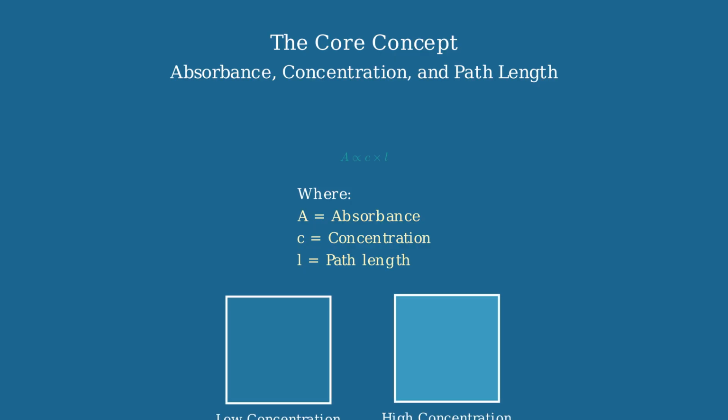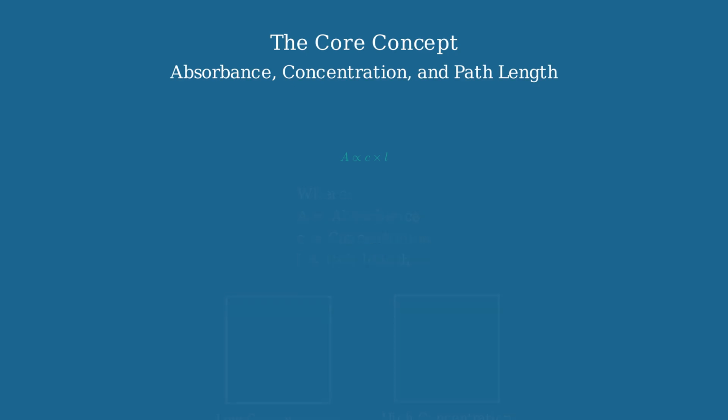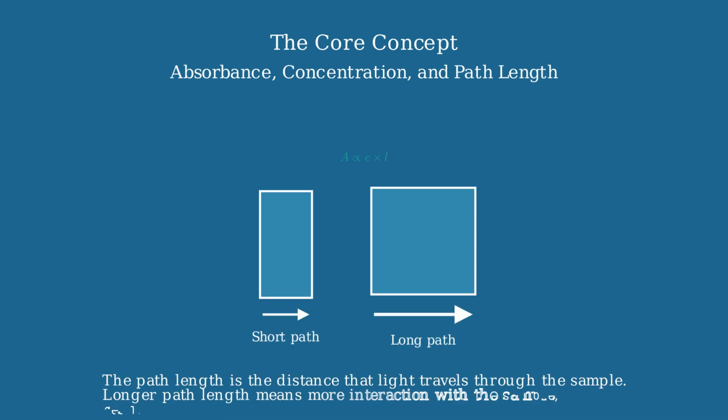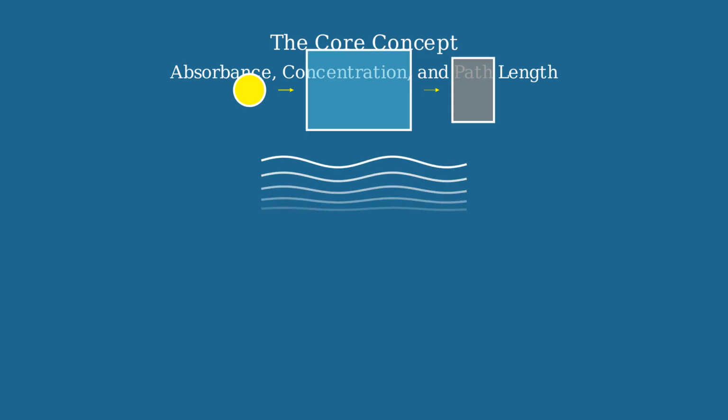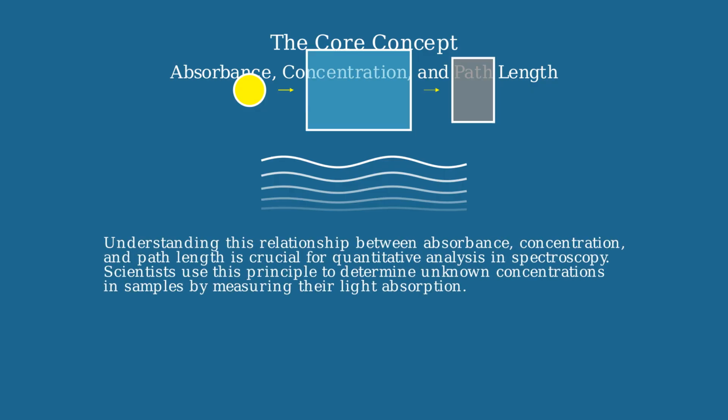As concentration increases, more molecules are available to absorb light, which leads to higher absorbance values. The path length of a cuvette, like the ones shown here, directly affects absorbance. Longer path length means more opportunity for light to interact with the sample. When light passes through a sample, some wavelengths are absorbed, transmitted, or reflected based on the sample's properties. Understanding this relationship between absorbance, concentration, and path length is crucial for quantitative analysis in spectroscopy.